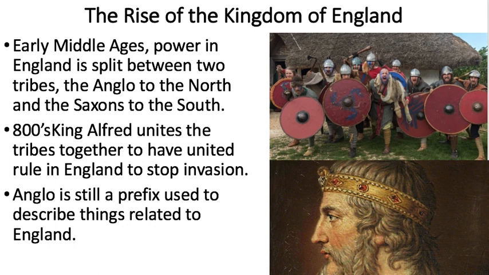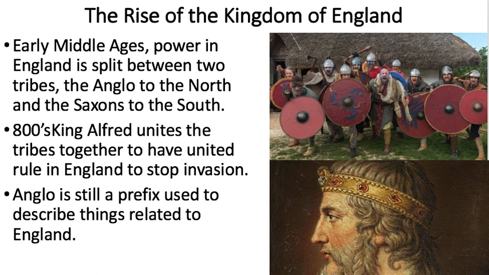In the early Middle Ages, England was never one united place. It had been controlled by different tribes and different factions had come and conquered it. For example, the Romans for a while controlled England. But in the early Middle Ages, in the 800s, most of the rule is split between two different tribes, the Anglo tribe in the north and the Saxon tribe to the south. And King Alfred is often credited as being the first king of England because he's the first one to unite the tribes together to stop an invasion of people from Denmark.